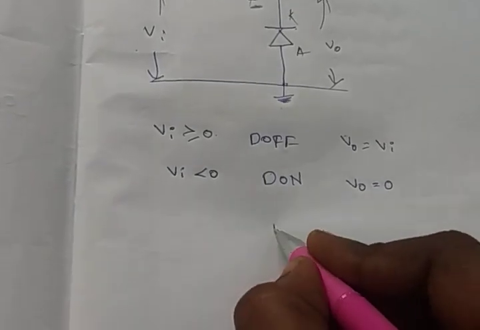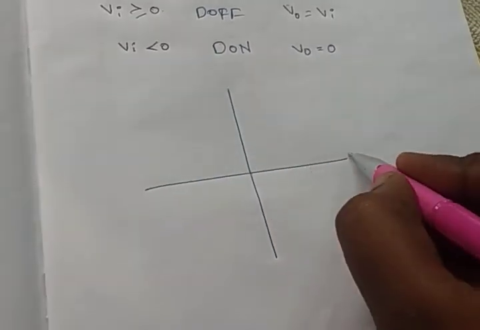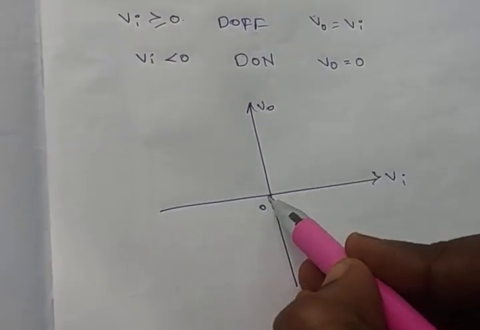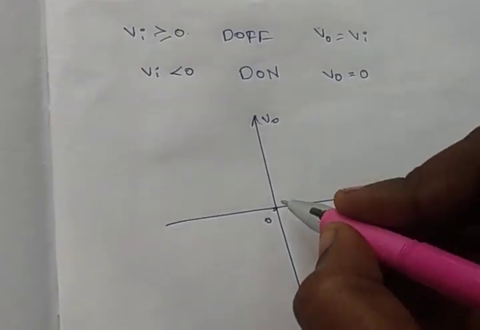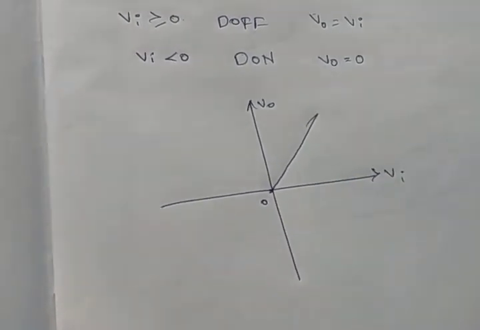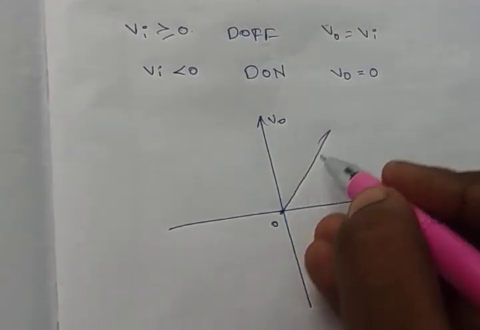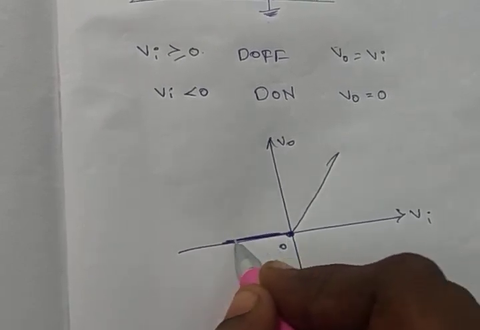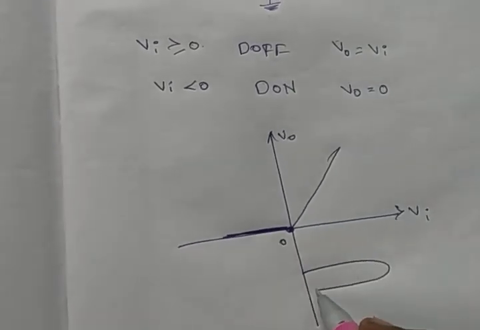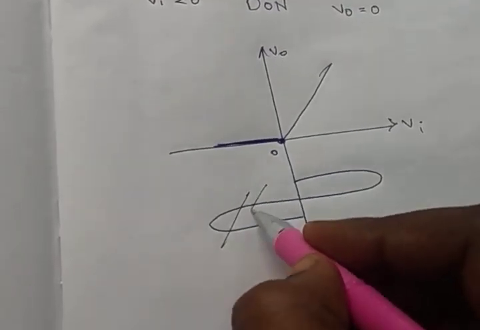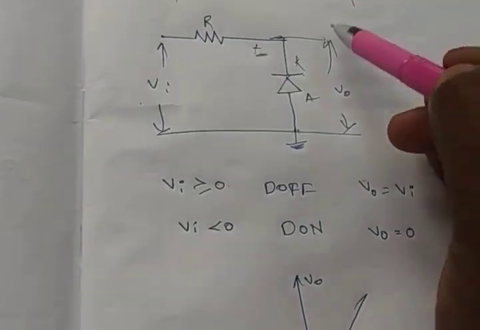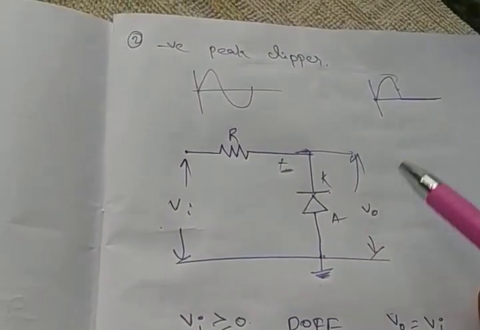Now let's see the transfer characteristics. Again VI is on the x-axis and V0 on the y-axis. For values greater than 0, V0 will be equal to VI, so we get an ohmic line. For values less than 0, the output is 0. Where the DC line is present, this part will be clipped, and only the positive peak will be there in the output. That will be the required output. So this is the negative peak clipper.